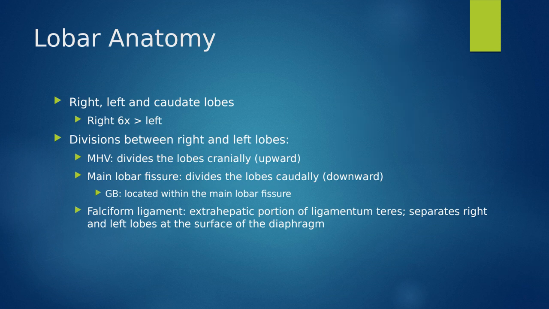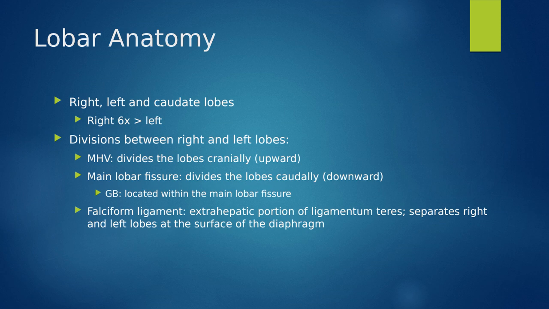Okay, so our lobar anatomy, as we know, we have a right lobe, a left lobe, and a caudate lobe. Our right lobe is obviously the largest one, followed by our left lobe, followed by our caudate. Our right lobe is actually 6 times larger than the left lobe, and there are certain structures that we have to be aware of that provide specific divisions between the lobes.